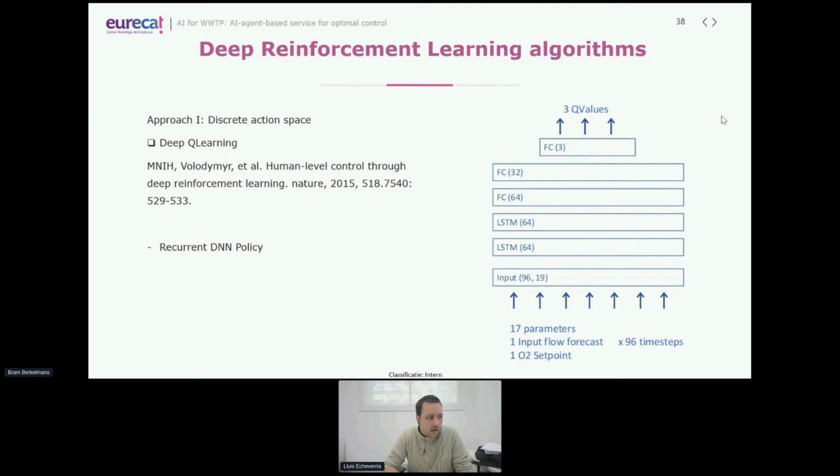On the bottom, the input layer with 96 time steps, information from the whole day, followed by 2 LSTM layers, long short-term memory layers, the specific neural network layers to process the time series data, and followed by 2 fully connected layers to process the resulting values. The last layer is the output and corresponds to the 3 Q-values, one for each action, representing the expected long-term reward for each decision. 0, increase the previous set point, 1, reduce the previous set point, and 2, keep the same set point as in the previous time step.